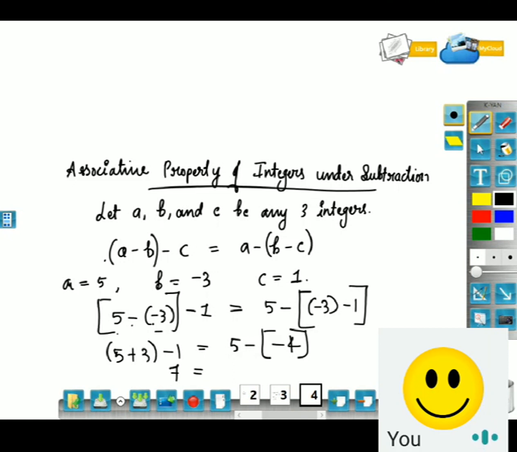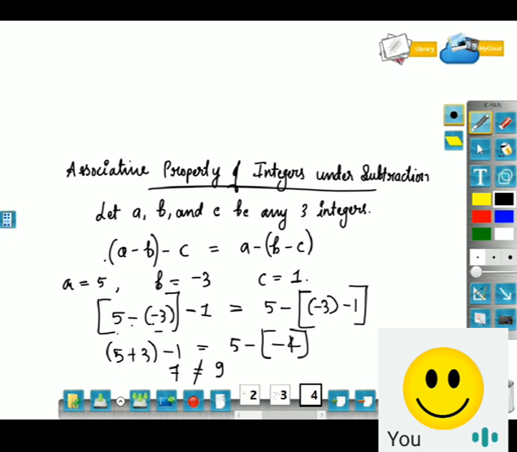Now on the right side, 5 minus of minus 4. So 5 minus of minus is nothing but plus. Okay, so 5 plus 4. 5 plus 4, how much will it be? It will be 9. So on left hand side of the equation, we are getting 7, and on the right hand side of the equation, we are getting 9. So are they equal? Obviously, they are not equal.